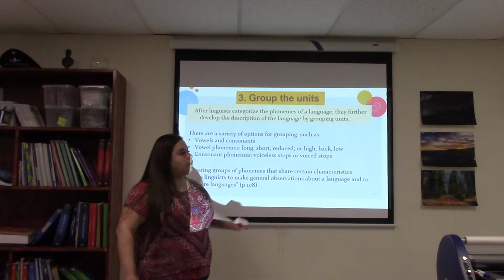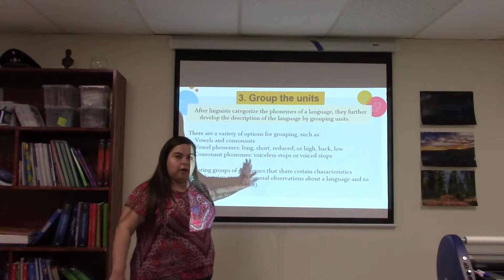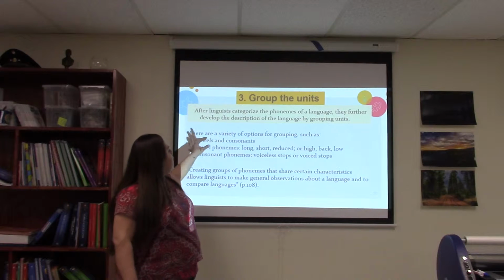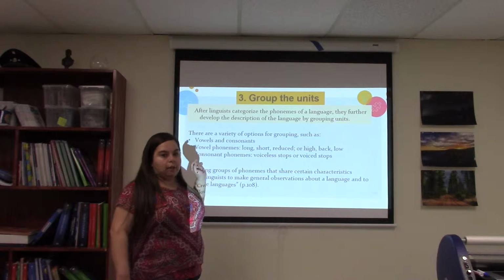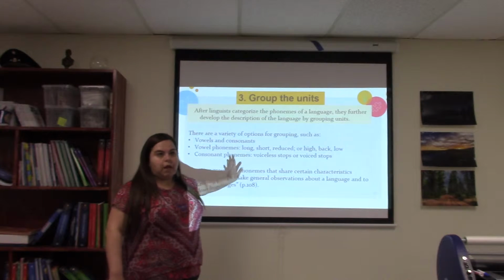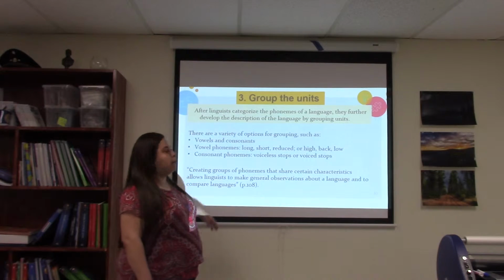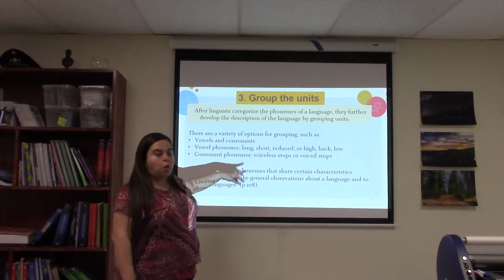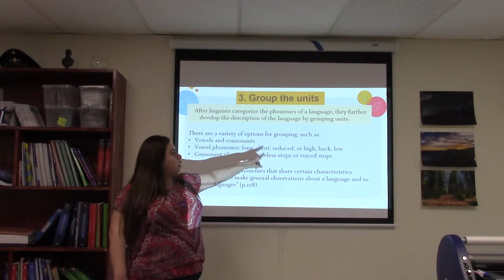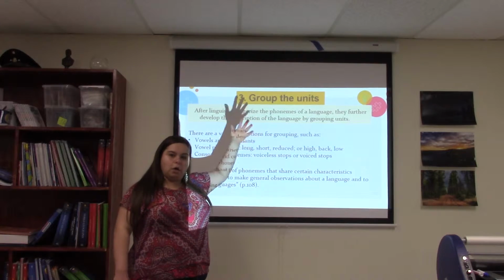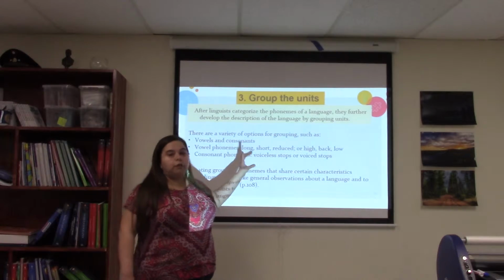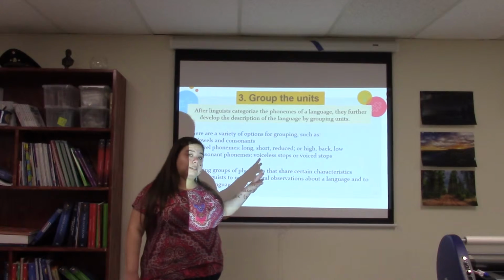Okay? So finally, we're grouping the units. After they've already described it this way, the linguists are going to come back to the phonemes, and they develop a description of the language by grouping these units. There's just a variety of ways of grouping. You can group them, for example, into vowels and consonants, or into vowel phonemes, such as long, short, reduced, or high, back, low, etc. Consonant phonemes, you can group as the voiceless stops or the voiced stops.